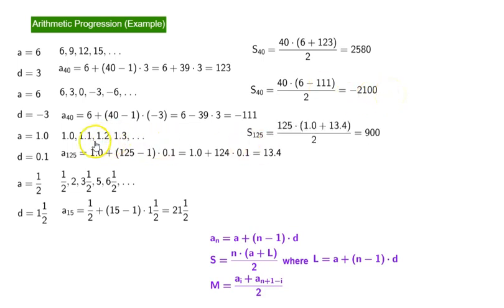For the next arithmetic progression, S sub 125 is equal to 125 times 1.0 plus 13.4 divided by 2, which is equal to 900. For this sequence, we have S sub 15 is equal to 15 times a, which is half, plus a sub 15, which is 21 and a half, divided by 2, which gives us 165.